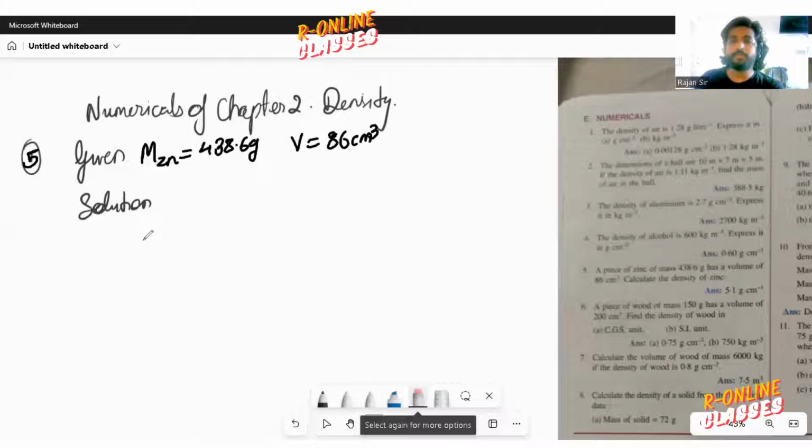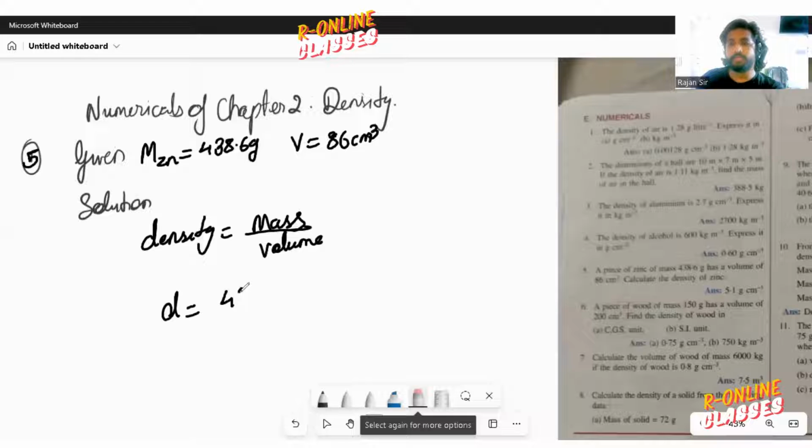So simple. You can write density. We know density is equal to mass by volume. So we have density is equal to mass 438.6 upon 86. And if you divide this part with 86, let's divide this one.